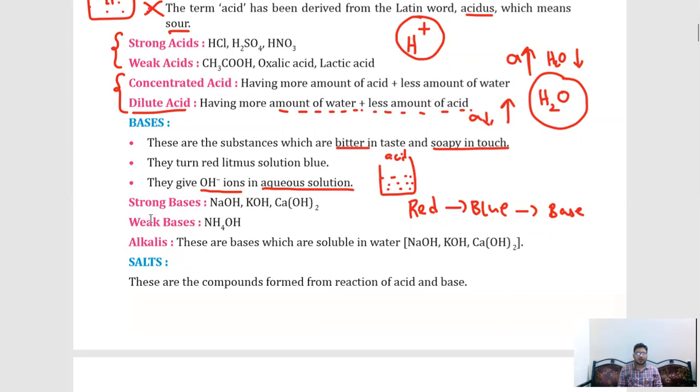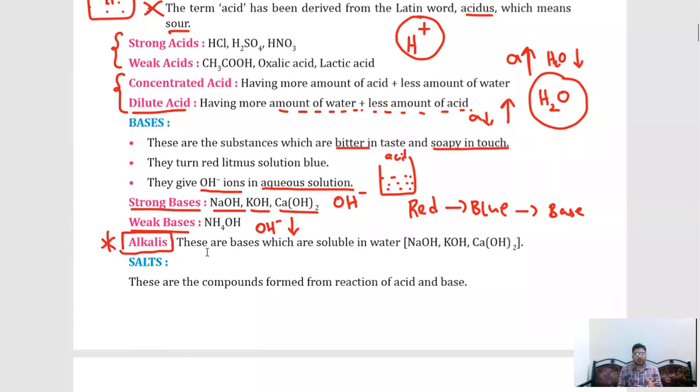Next, we have two types of bases, strong base and weak base. Sodium hydroxide, potassium hydroxide, and calcium hydroxide are strong bases. Strong bases means OH minus ion concentration will be more. Weak bases means OH minus ion concentration will be less. Those are weak bases. And here we have a new word, that is alkali, very important.